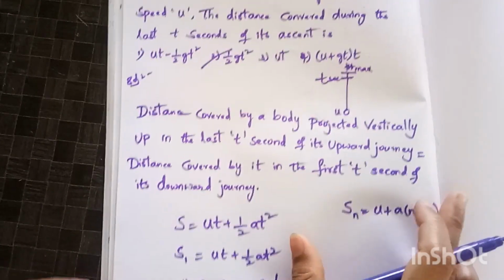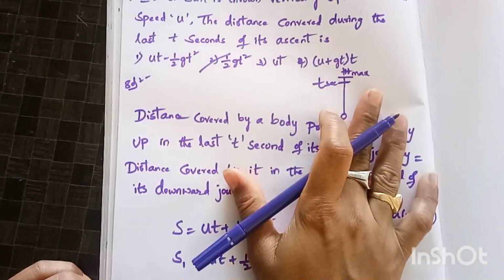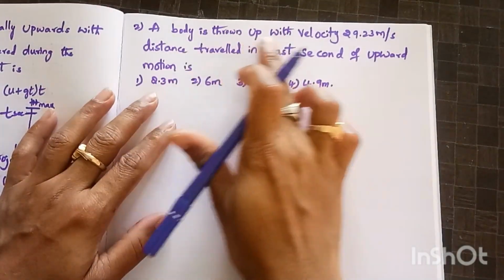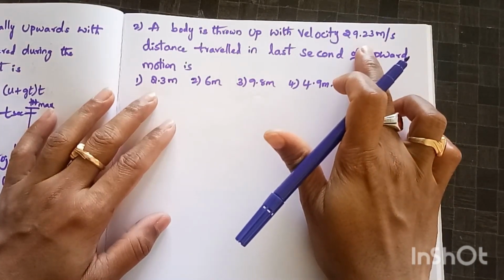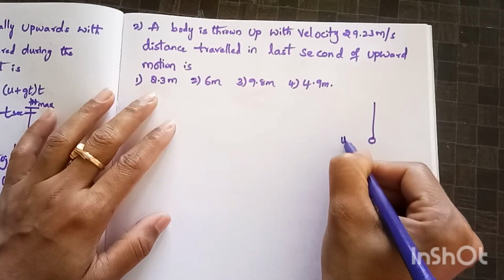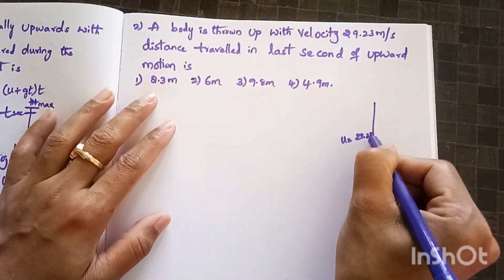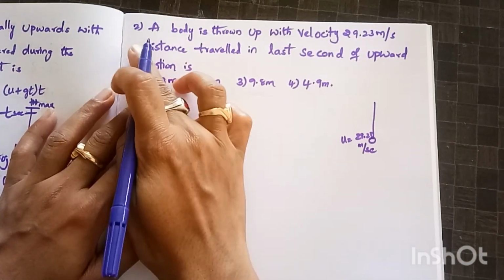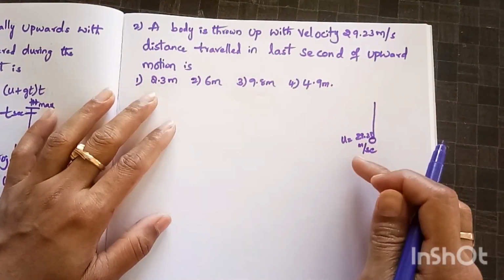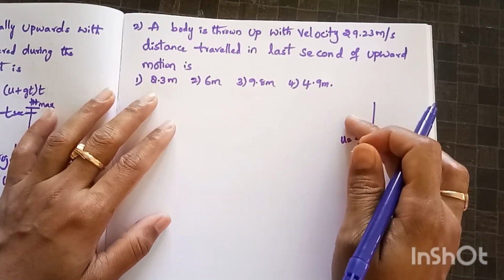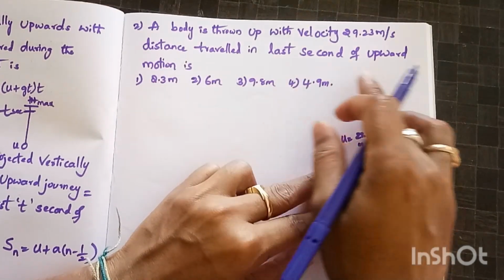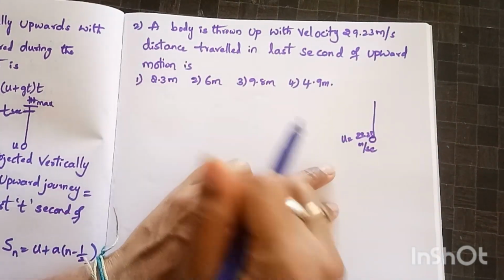Now we are going to discuss a similar problem based on this topic. A body is thrown up with velocity u equals 29.23 meter per second. They ask to find the distance traveled in the last second of its upward motion. They gave the projection velocity, that is u.